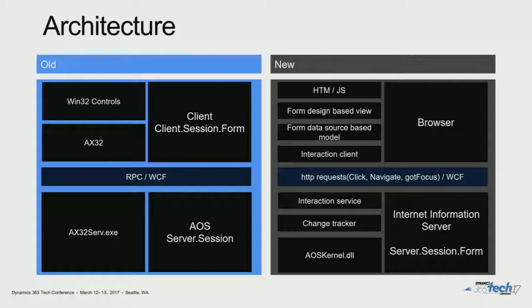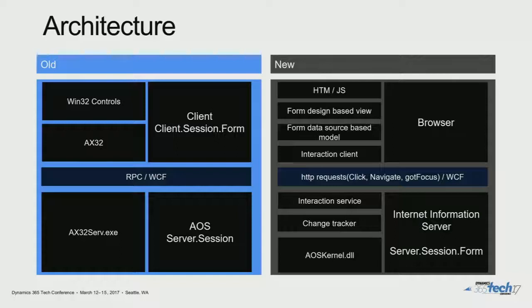Then we have a middle tier, which we call the interaction client, interaction service. That is on the left-hand side, like when you look left of the browser, and then between HTTP requests on top. That is essentially the communication layer between server and client. And then all forms and everything, inclusive of the session, everything is hosted in IIS.